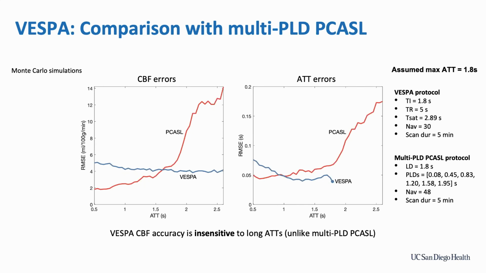At very short transit times, the CBF and transit time errors are lower for pCASL, so it's more accurate than VESPA. But we can see at longer transit times, the pCASL errors increase dramatically because the shorter post-labeling delay images no longer see any signal. In contrast, the VESPA errors remain pretty stable across transit times. And this makes it more robust to cases of unexpectedly long transit times.